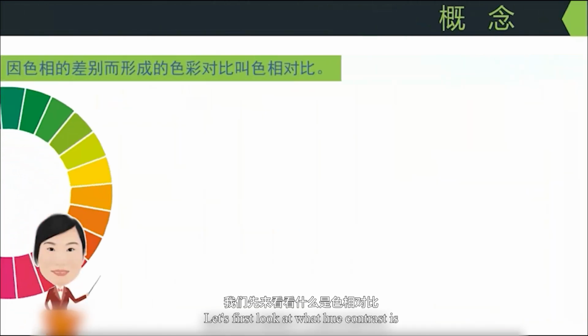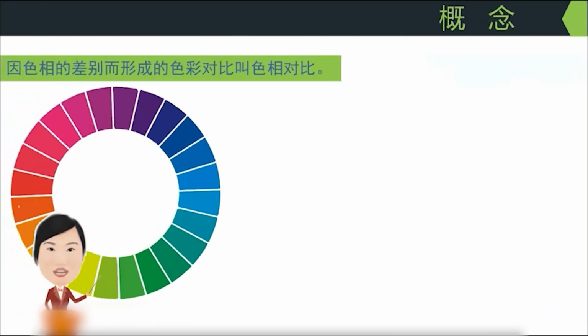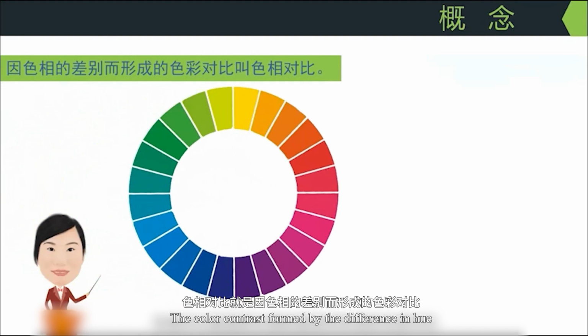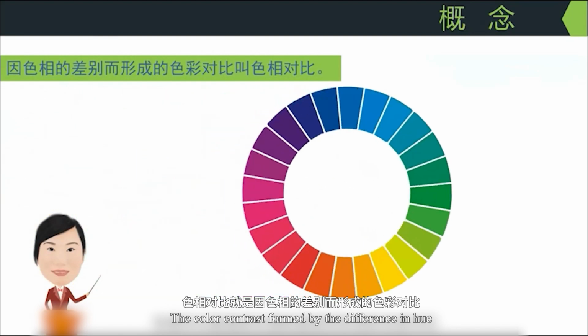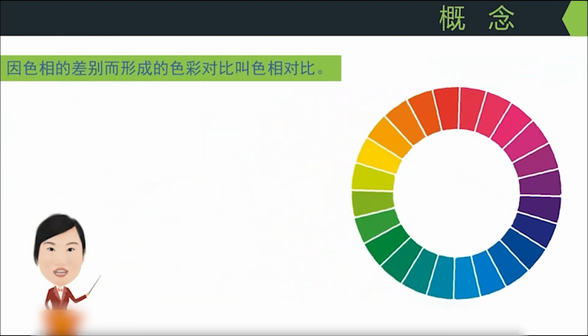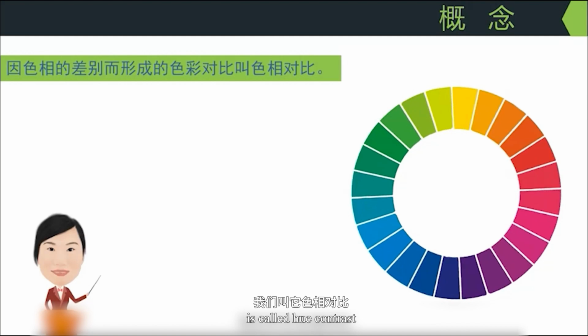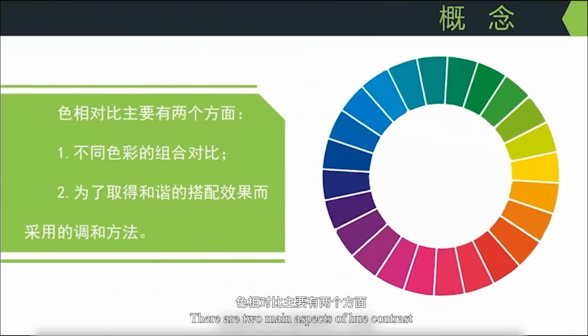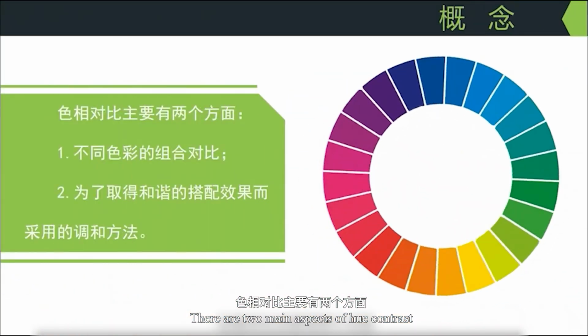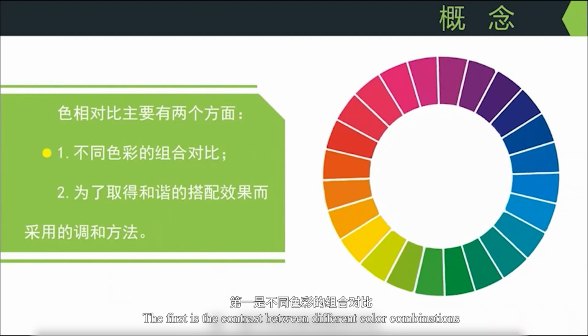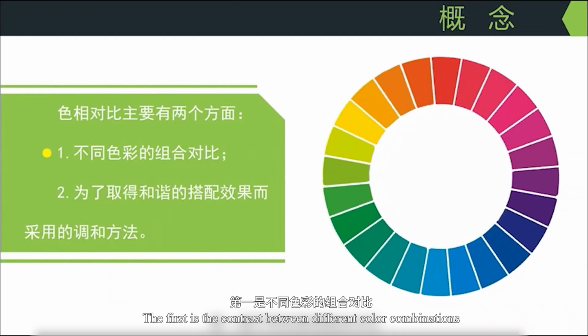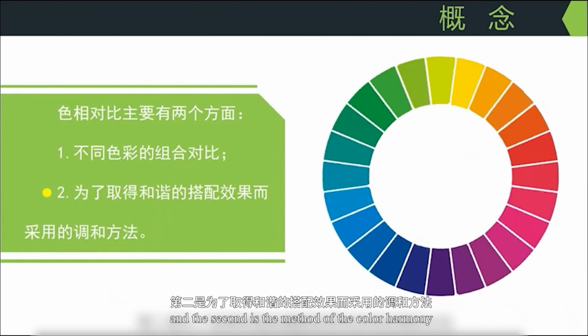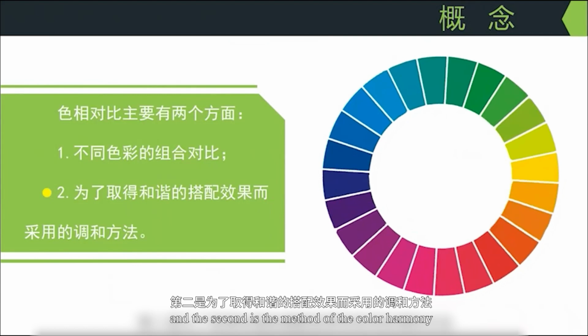Let's first look at what hue contrast is. The color contrast formed by the difference in hue is called hue contrast. There are 2 main aspects of hue contrast. The first is the contrast between different color combinations, and the second is the method of the color harmony.